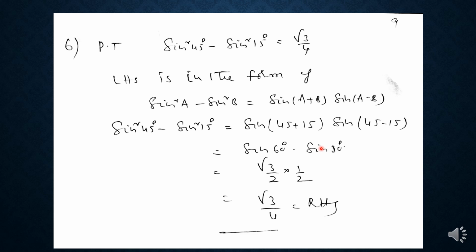And what is cot of A plus B? Cot A into cot B minus 1 by cot A plus cot B. And what is cot of A minus B? Cot A into cot B plus 1 by cot B minus cot A.